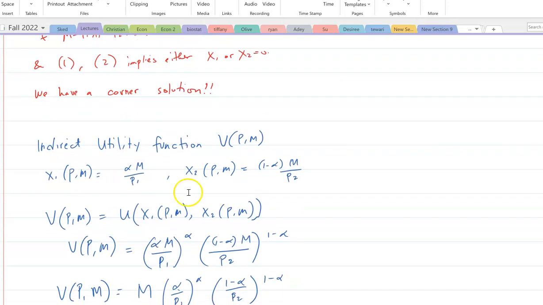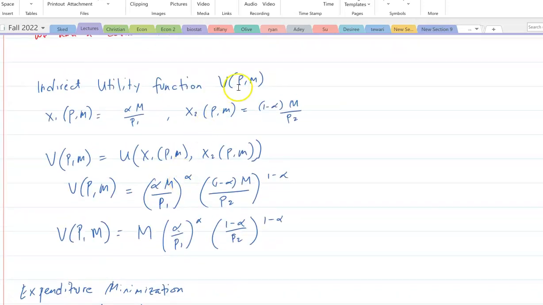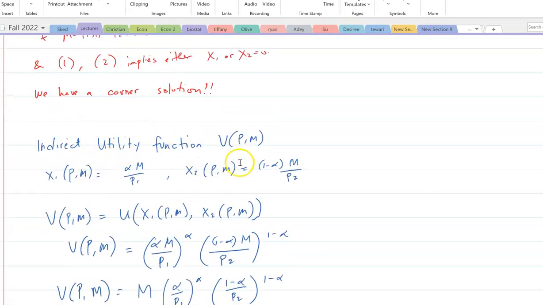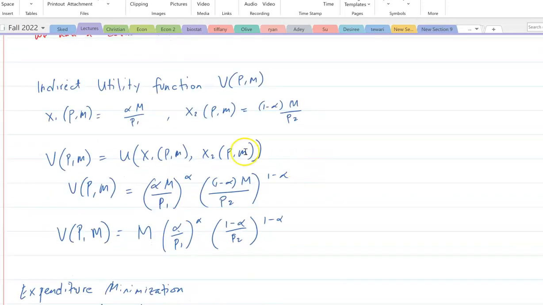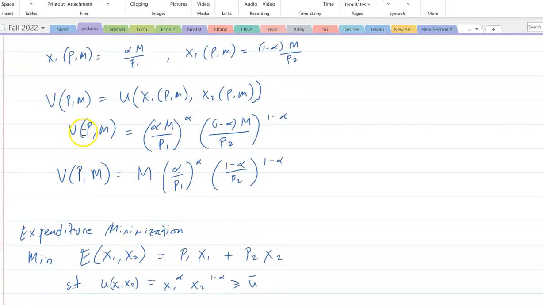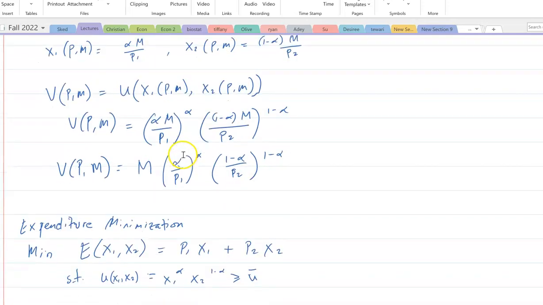Now, let's go to the indirect utility function. What happens if you get the Marshallian demand functions, x1 and x2 as a function of price and income, and you plug them back into the utility function? You will have a utility which is a function of prices and income, because x1 and x2 are functions of prices and income. So v is a function of p and m. This is what you call the indirect utility function.